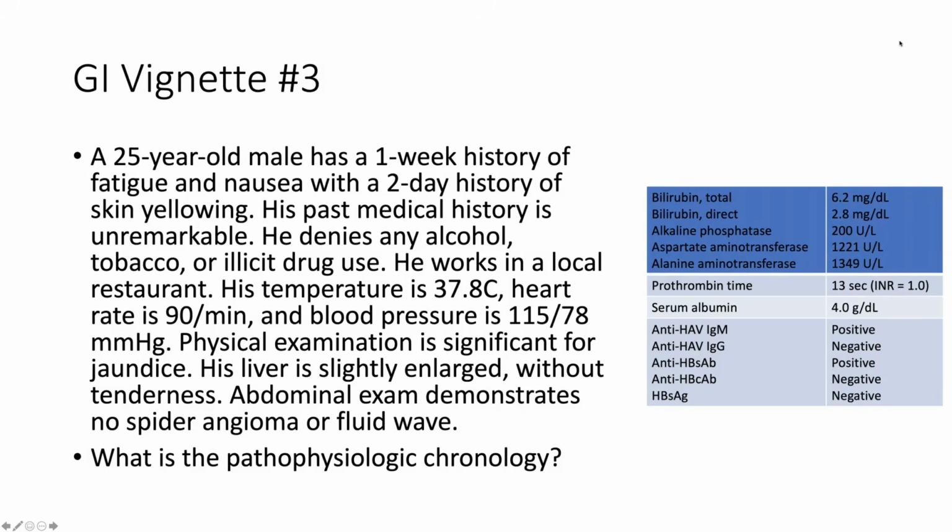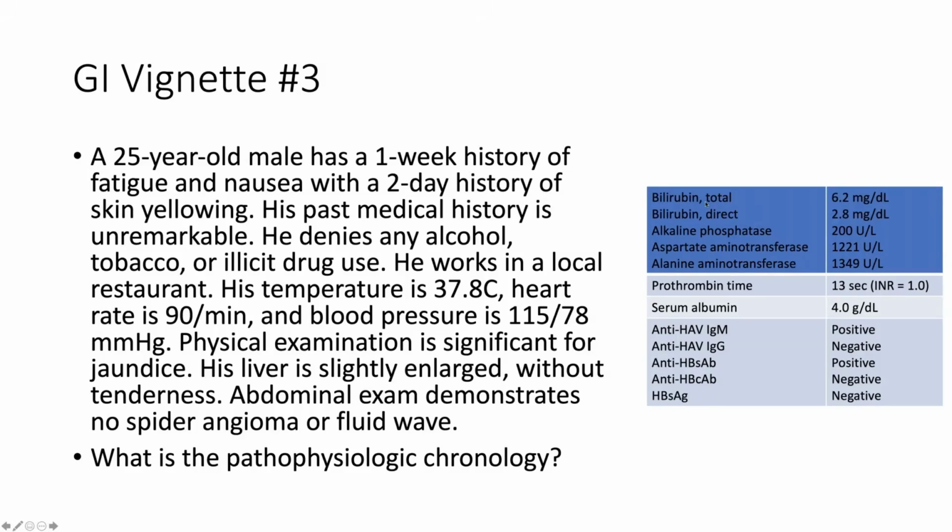So with that in mind, I want to go to our question. A 25-year-old male has a 1-week history of fatigue and nausea with a 2-day history of skin yellowing. His past medical history is unremarkable. He denies any alcohol, tobacco, or illicit drug use. He works in a local restaurant. His temperature is 37.8, heart rate is 90, blood pressure is 115/78. Physical exam is significant for jaundice. His liver is slightly enlarged without tenderness. Abdominal exam demonstrates no spider angioma or fluid wave. What is the pathophysiologic chronology?